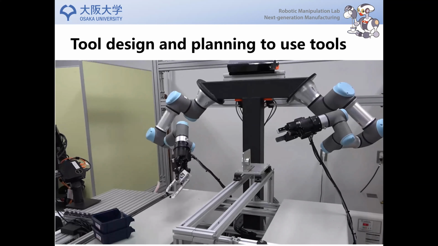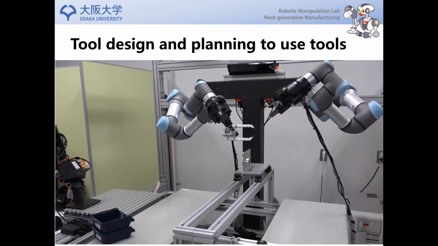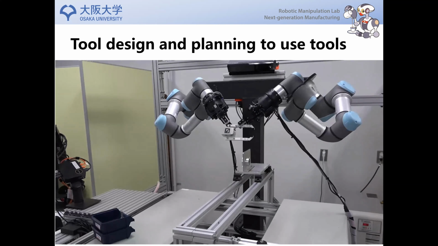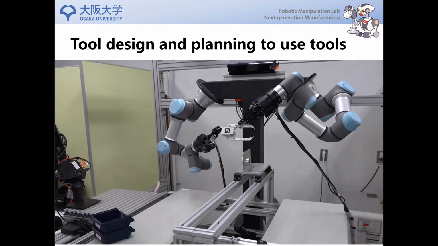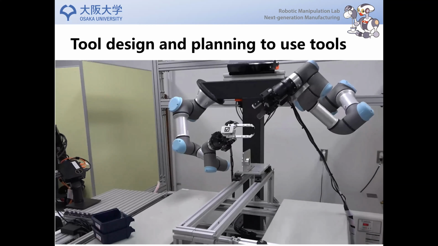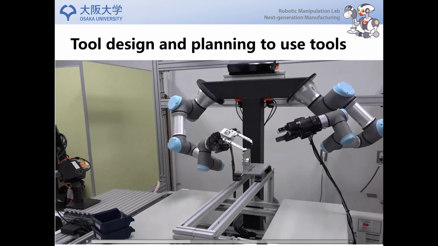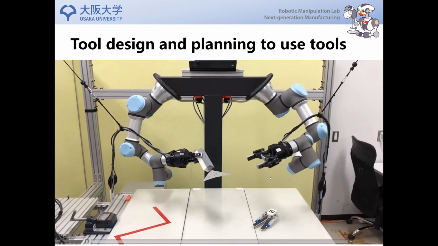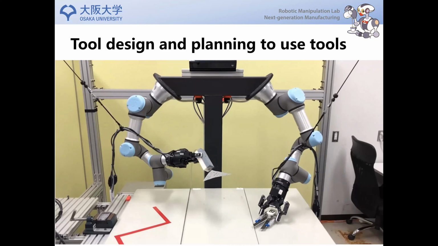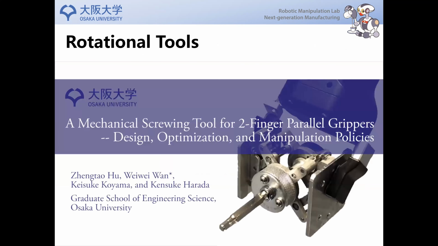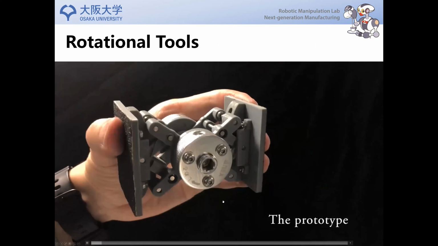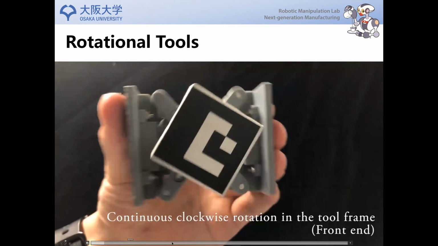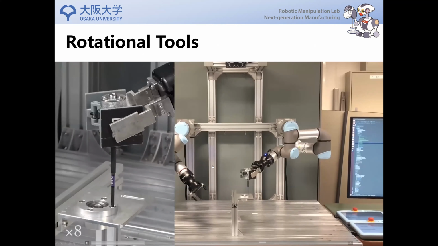It can regrasp the tool and move and use the tool to pick up objects. And in this way, we don't need to exchange the hand. Instead, we just prepare a bunch of tools, and the robot can use the tool to finish different tasks. And also here, I'm showing another tool which changes the gripping motion into a rotational motion. And then the robot can use the tool to fasten the bolts.